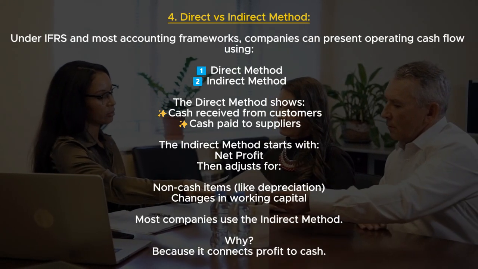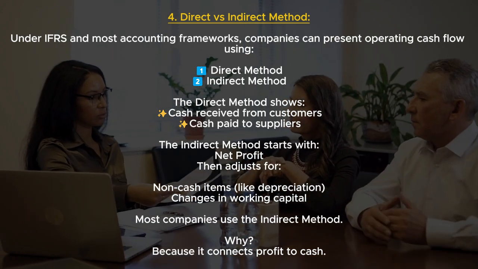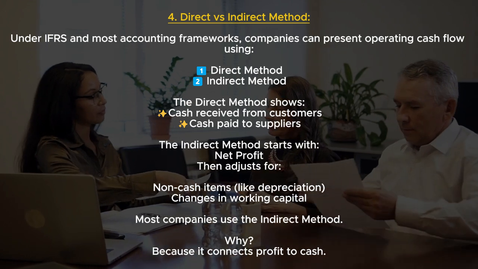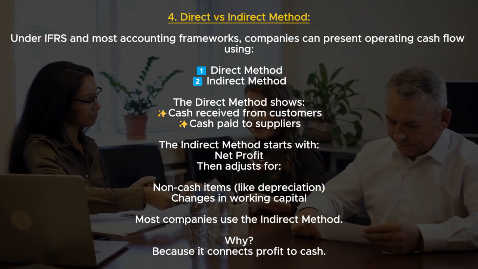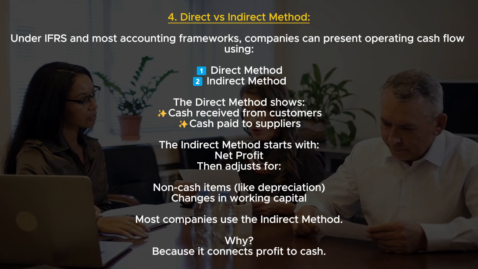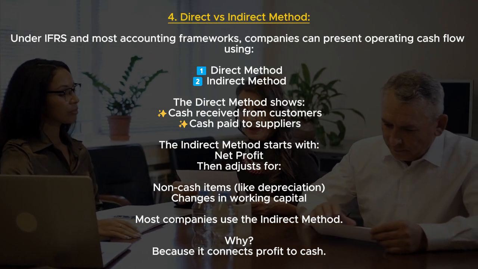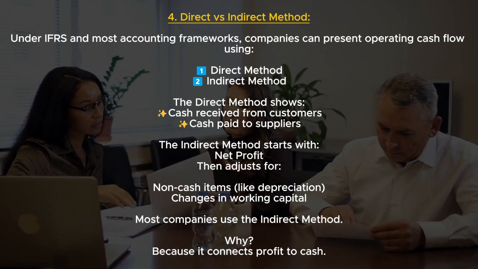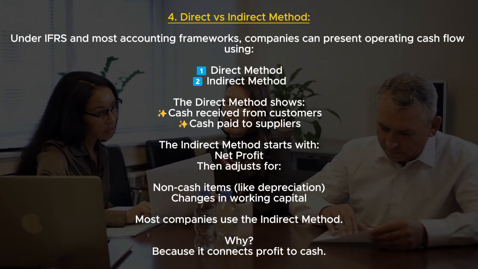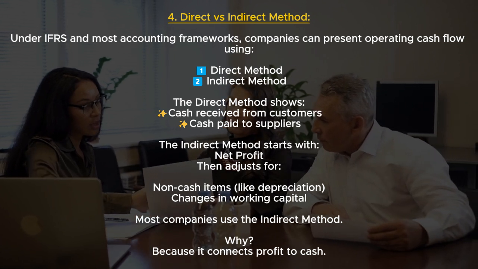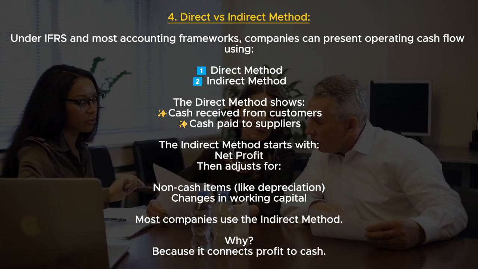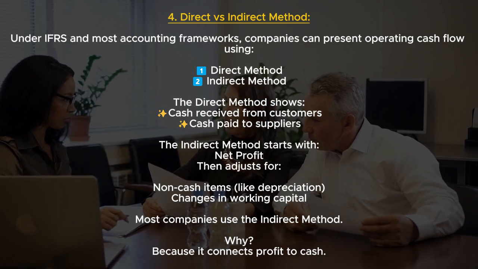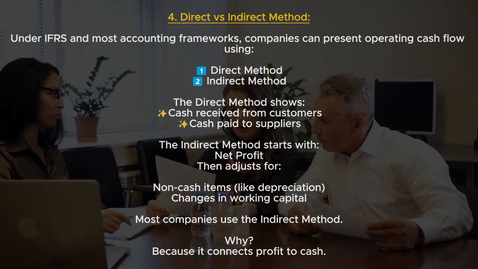4. Direct versus indirect method. Under IFRS and most accounting frameworks, companies can present operating cash flow using direct method, indirect method. The direct method shows cash received from customers, cash paid to suppliers. Very straightforward. The indirect method starts with net profit, then adjusts for non-cash items like depreciation, changes in working capital. Most companies use the indirect method. Why? Because it connects profit to cash.